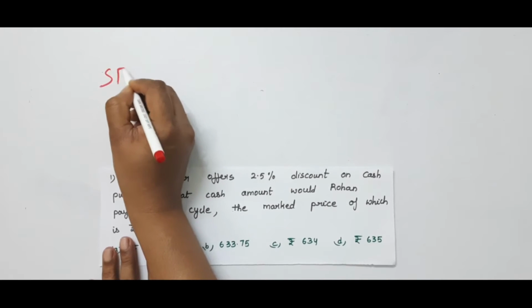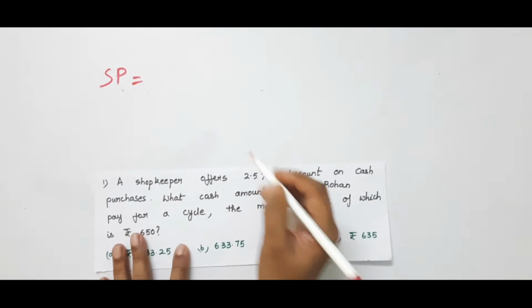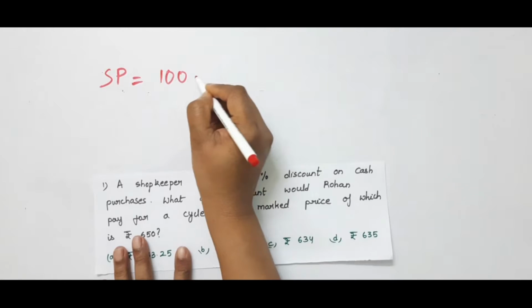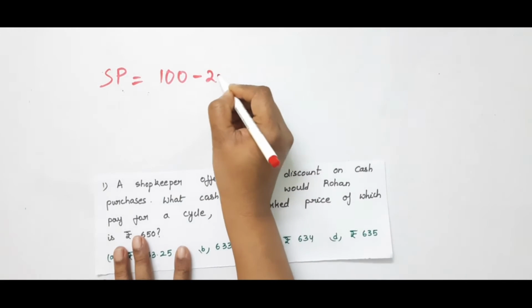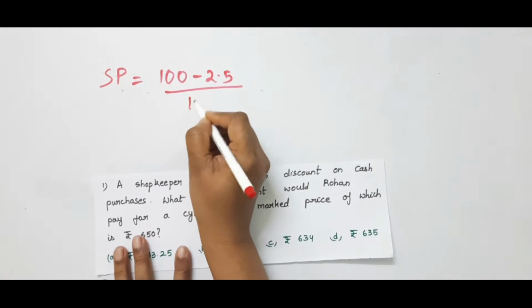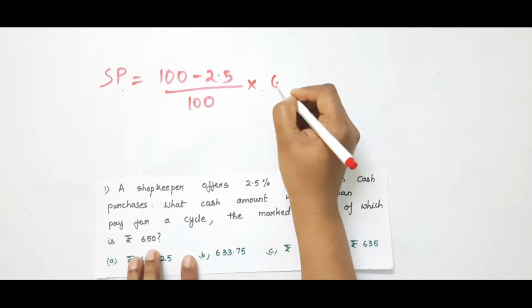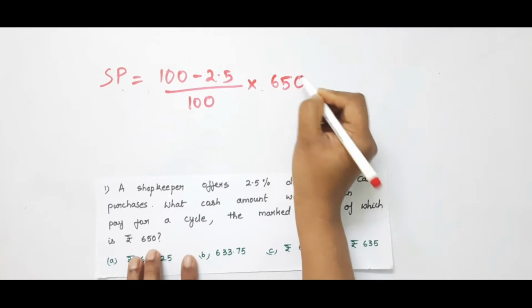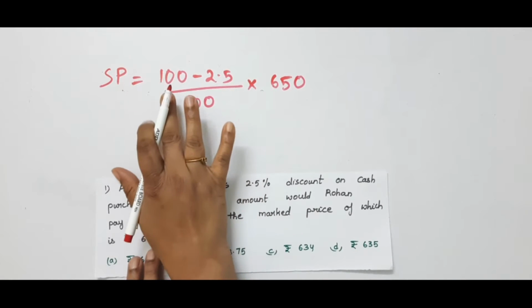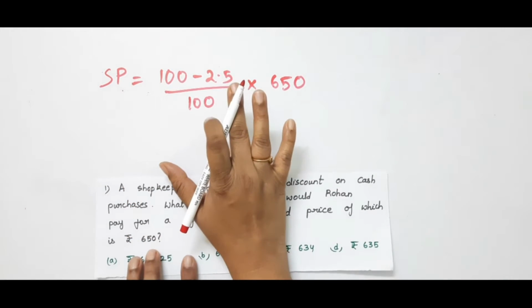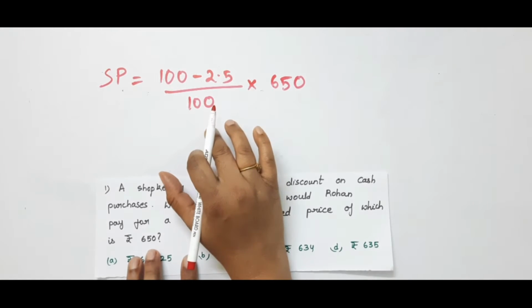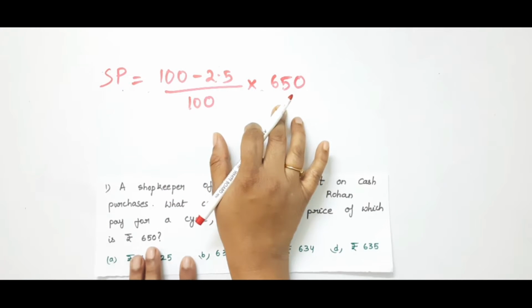Then if they ask for the selling price, simply subtract the discount from 100, here it is 2.5, and divide it by 100. Multiply into the market price. Market price is nothing but 650. So whenever you want to find the selling price, if they give the discount, subtract the discount from 100, divide it by 100 and multiply into the market price.